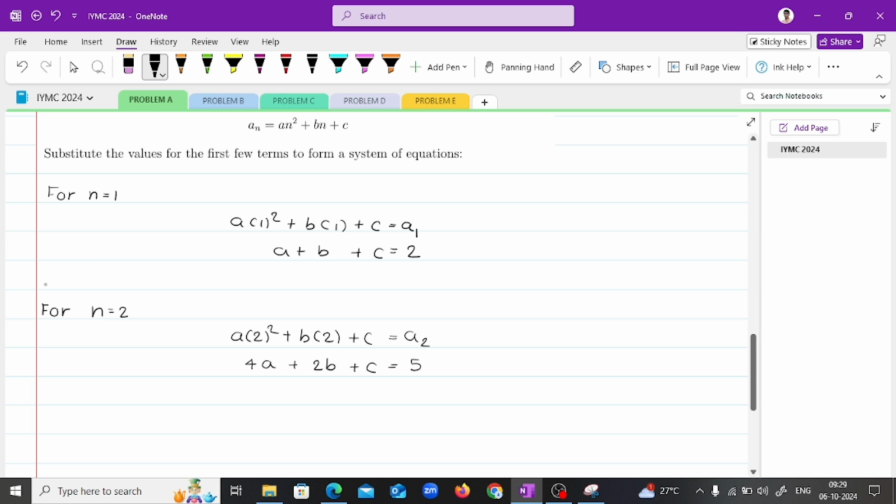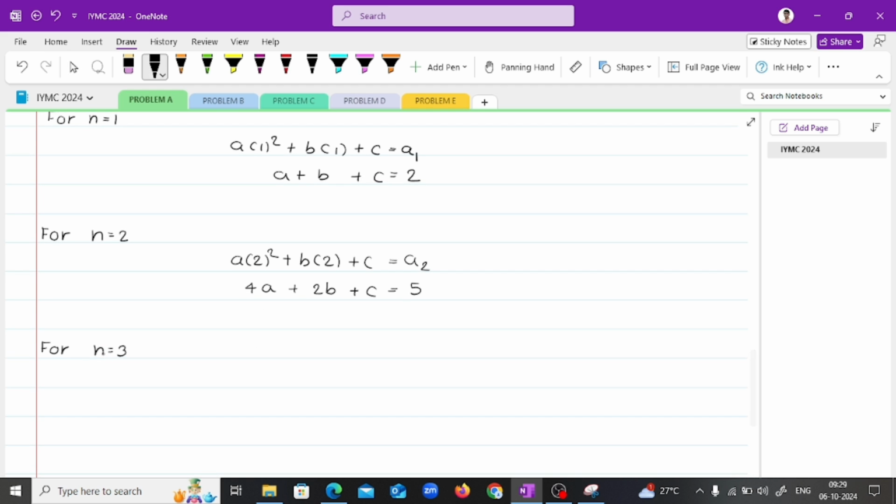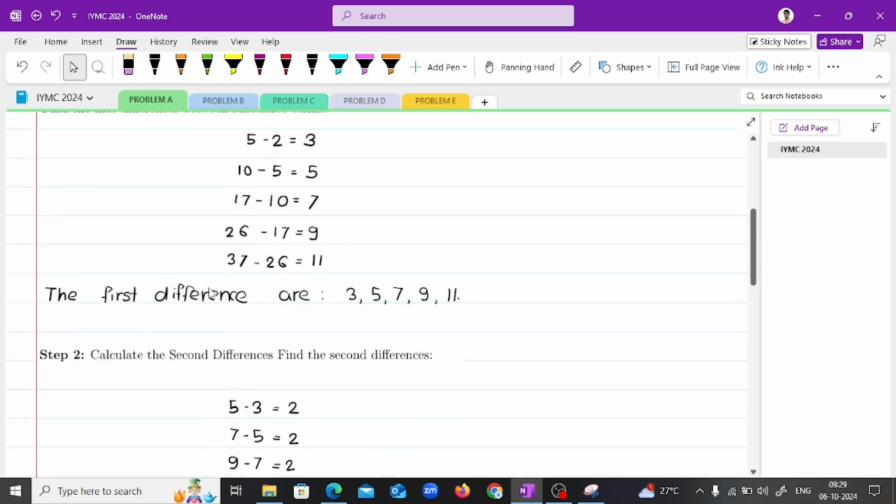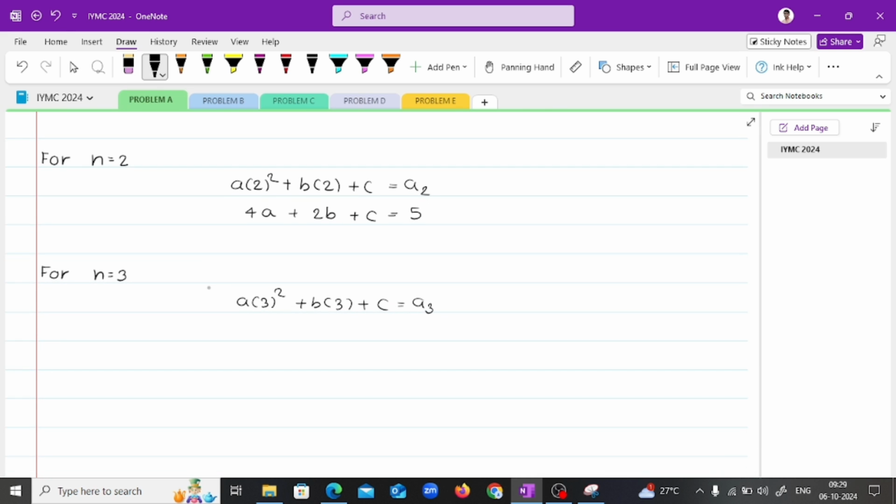Now I will substitute 3 in place of n. So for n is equal to 3, our equation will look like a into 3 square plus b into 3 plus c is equal to a3. But we know that the third term of the first sequence is 10, so I can substitute 10 in place of a3. So the LHS of this equation will look like 3 square is nothing but 9, so 9a plus 3b plus c.